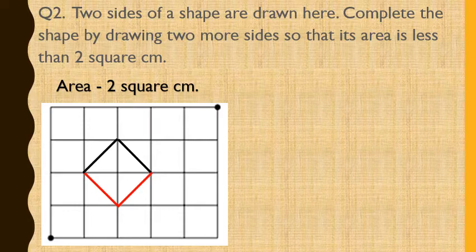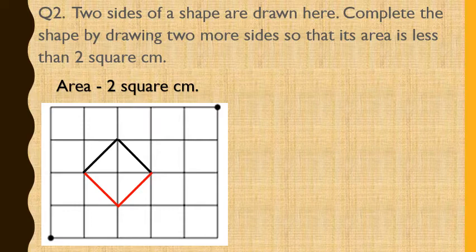In figure 1, area of the given shape is area of 4 half-filled squares. Here there are no complete squares. So area of the given shape is 4 divided by 2. Since 4 half-filled squares make 2 full squares, the area of the given shape is 2 square centimeter.